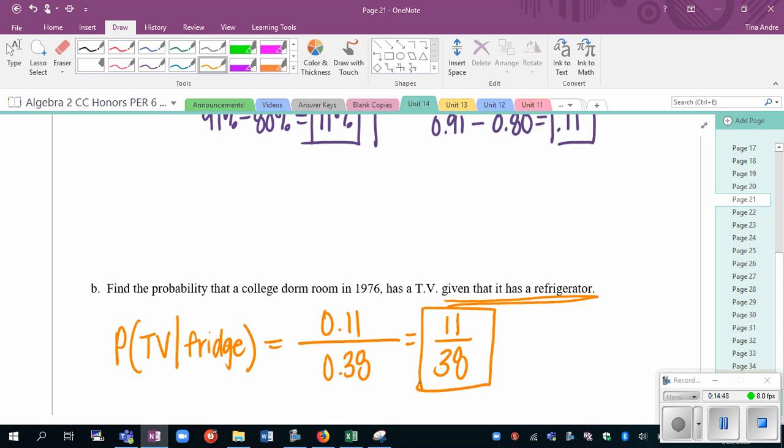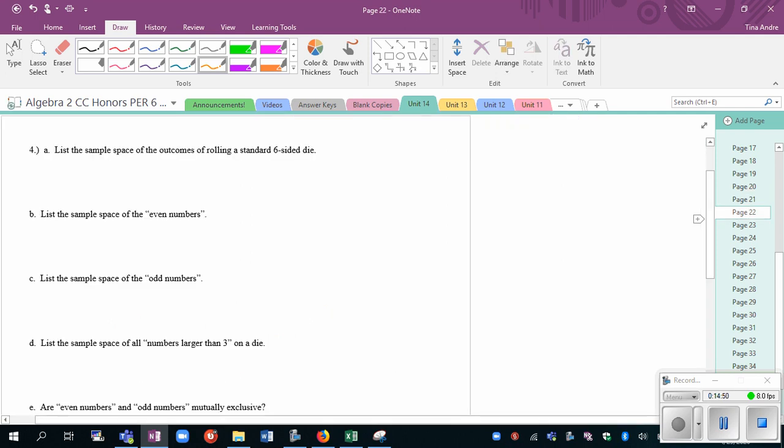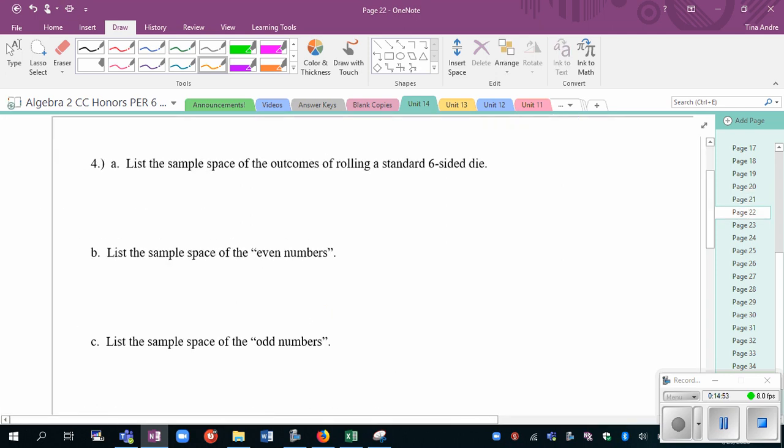So one last page to look at. And in this page, we're going to talk about something called mutually exclusive. So if we look at the first problem here, part A, list the sample space of the outcomes of rolling a standard six-sided die. So a sample space, I'm going to use the curly brackets for my set notation. If I roll a standard six-sided die, your options when you roll, you could get a 1, a 2, a 3, a 4, a 5, or a 6.